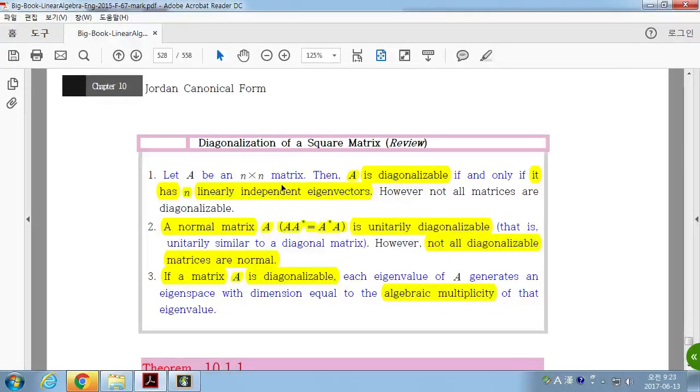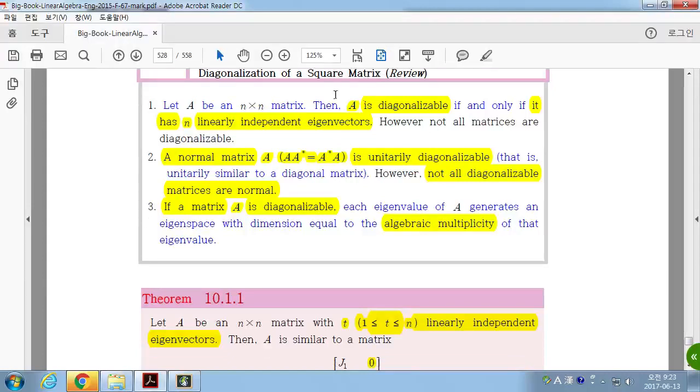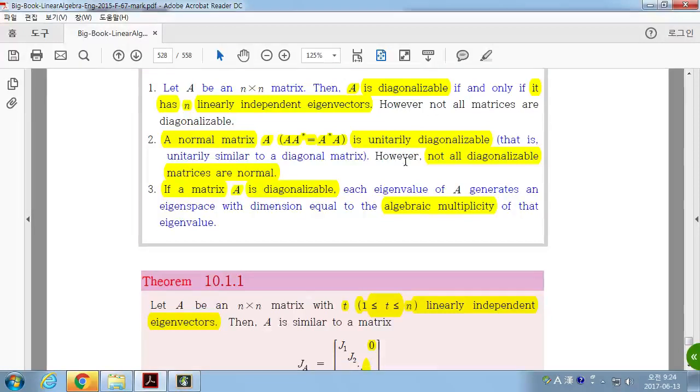Even though a matrix is not diagonalizable, we can find a similar block diagonal matrix from any given matrix A. Here is a review of what we have learned. Let A be an n by n matrix. Then A is diagonalizable if and only if it has n linearly independent eigenvectors. A normal matrix is unitarily diagonalizable. A normal matrix is a matrix that satisfies A conjugate transpose times A equals A times A conjugate transpose. A normal matrix is always unitarily diagonalizable, but not all diagonalizable matrices are normal.